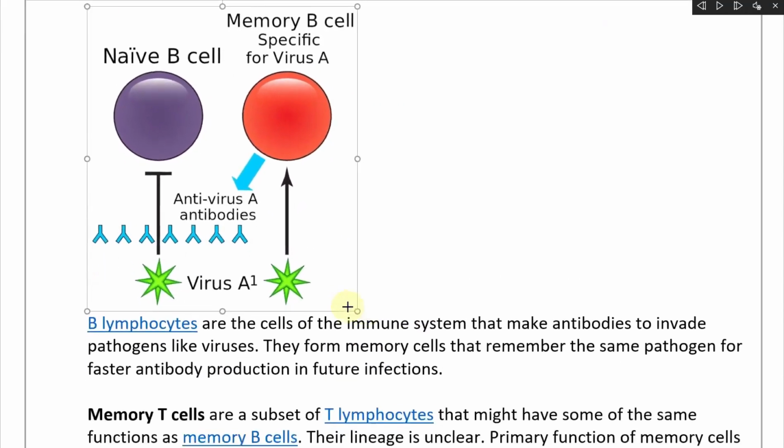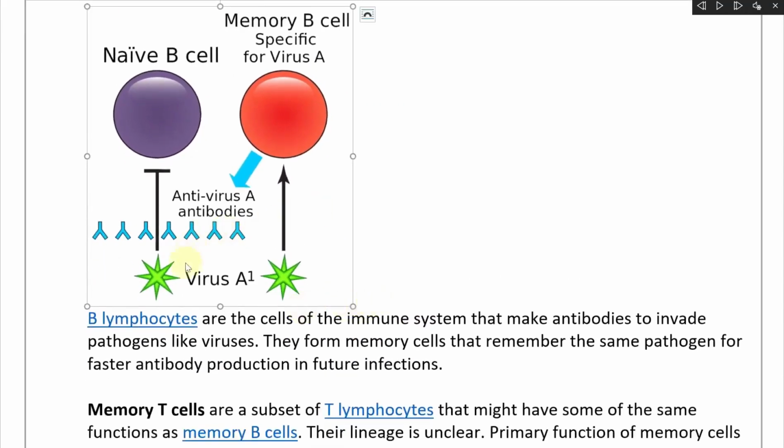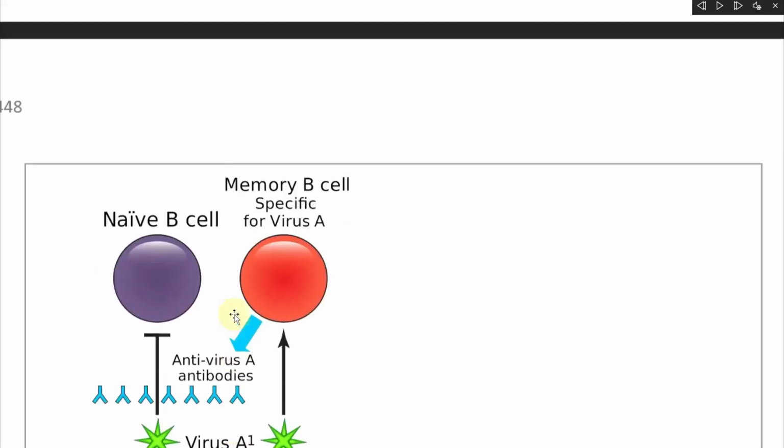So let's make this smaller and take a look at this figure. Yeah, so we have B lymphocytes, the cells of the immune system that make antibodies to invade pathogens like viruses. Yes, they make the antibodies there and then attack the antigen generators or the pathogens. So they form memory cells that remember the same pathogen for faster antibody production in future infections.